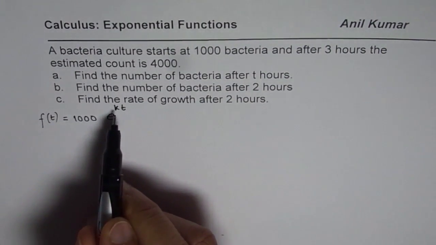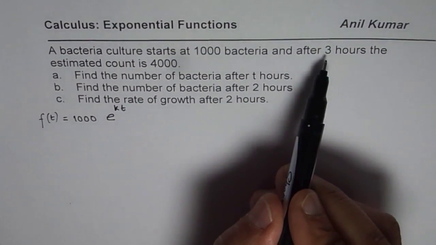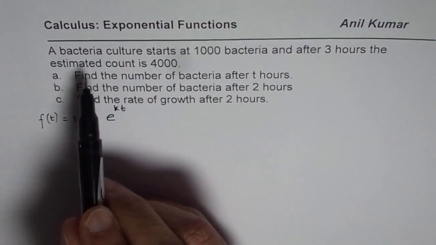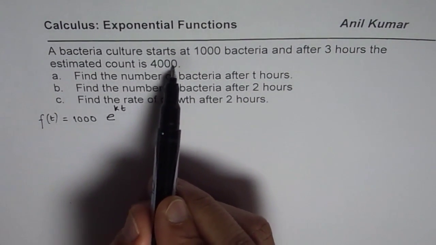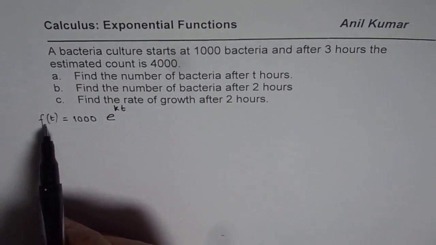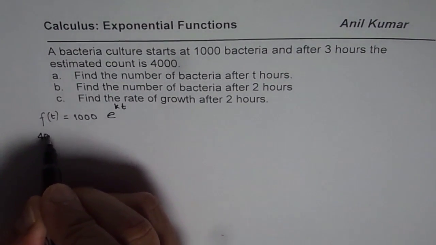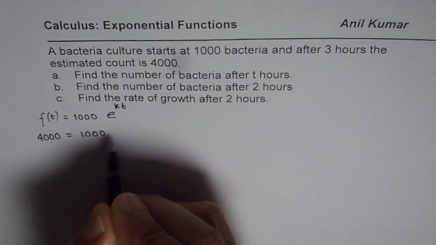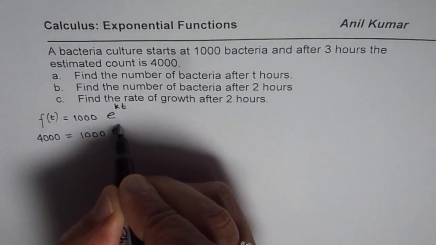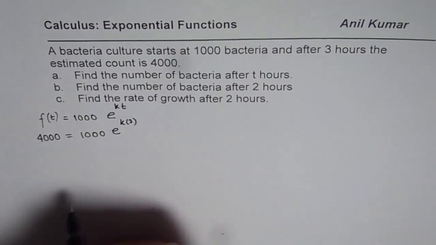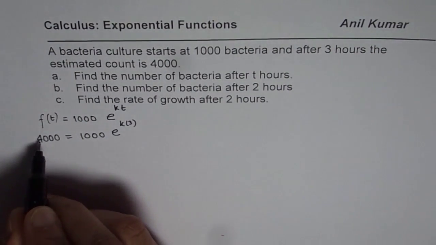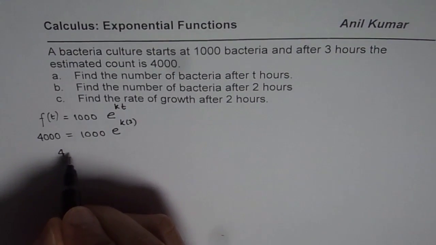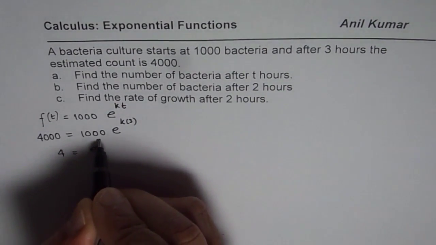To find the constant k, we can use the information that after 3 hours, the estimated count is 4000. So 4000 is f of t. After 3 hours, t is 3. So we could write this as 1000 e to the power of k times 3. Now simplifying, we get 4000 divided by 1000 as 4 equals e to the power of 3k.